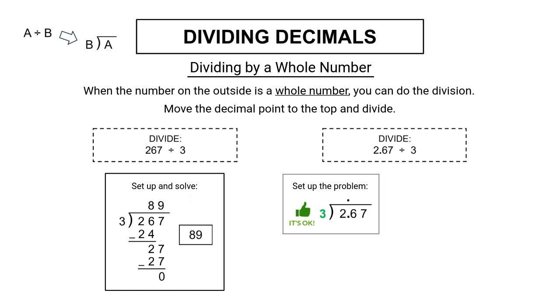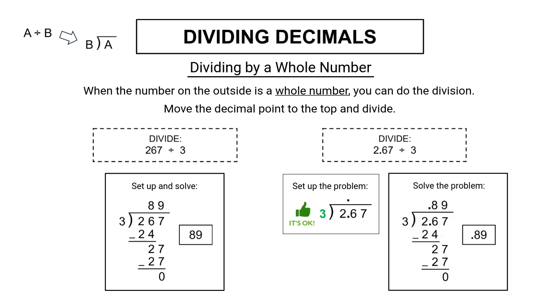First, we set up the division, and we can see that there's a whole number on the outside. That's okay. You line your decimal point up to the top, and then you work it out. The final answer is 0.89. Let's move to the next example.